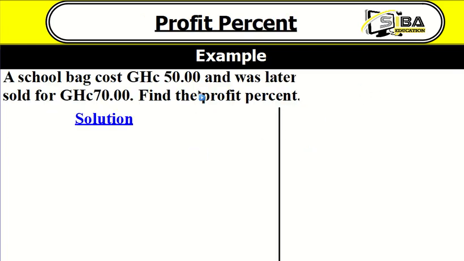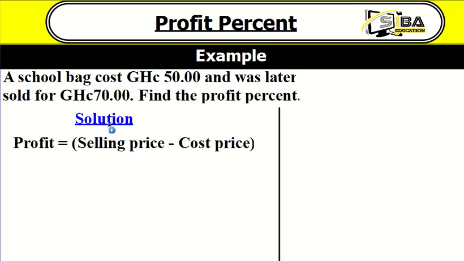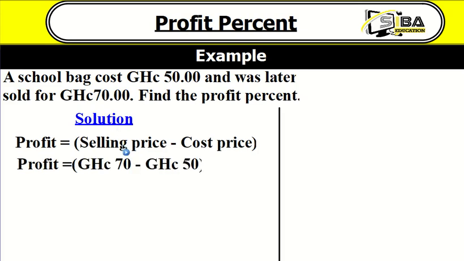Again, this same question, let's express the profit as a percentage. A school bag cost 50 cedis and was later sold for 70 cedis. Find the profit percent. The first thing for us is to find the profit. And of course, you know how to find the profit, right? Selling price minus cost price. Therefore, the profit here is 20 cedis.